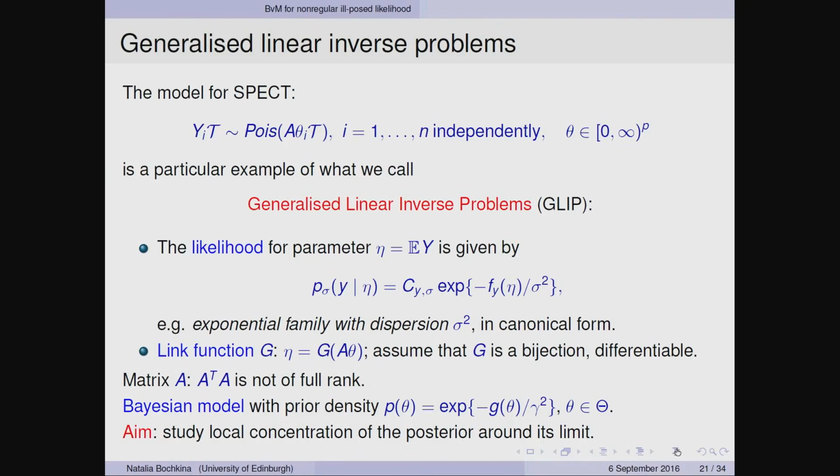Effectively, we have the likelihood of the form that I assumed before, but for a parameter which is the mean of the observations, and then we have some covariates, or in inverse problems a linear operator A, and some link function, which can be any one-to-one function. And then we have a Bayesian model. We assume some prior density, just scaled by gamma squared.